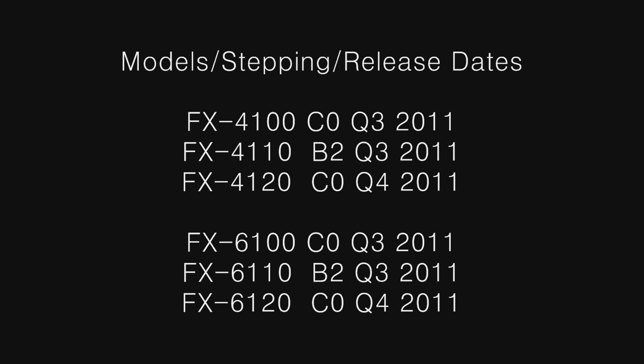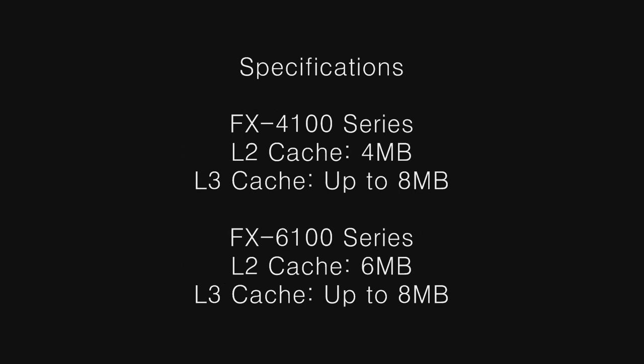Here we can see the 4100 and 6100 series models, the steppings, as well as the release dates for these CPUs. The 4100, 4110, 6100, and 6110 will be released Q3 of this year. The 4120 and the 6120 will be released later on in Q4 of this year. Now, this is all speculation, as none of these CPUs have come to the market yet, and things could still change. I was unable to find any clock speed or turbo core speed specifications for the 4100 and 6100 series of processors.